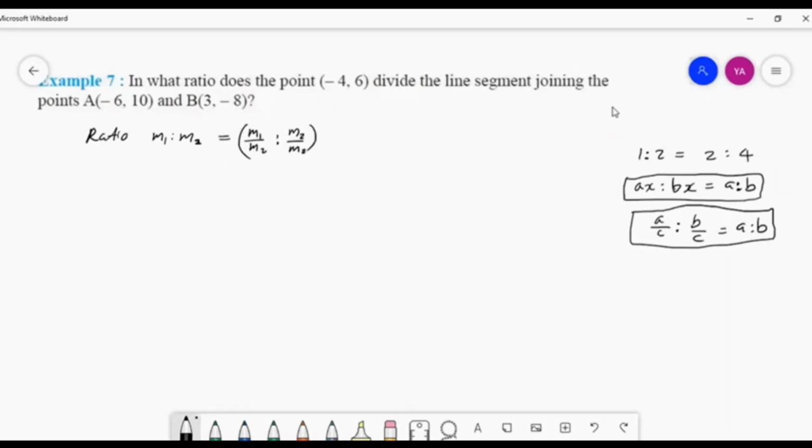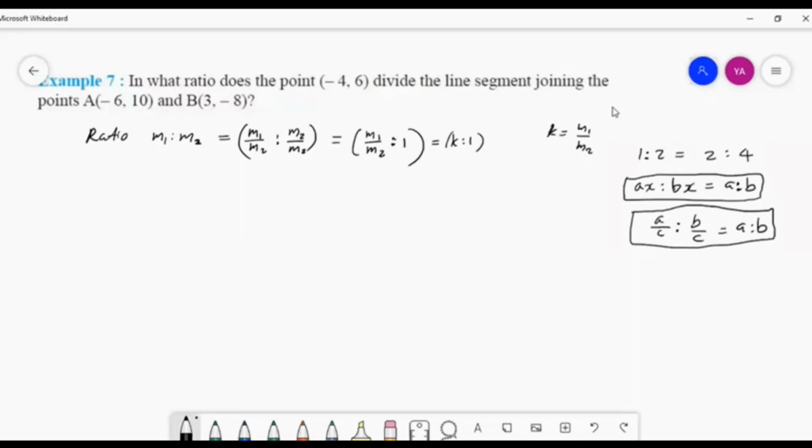So what will we get? The right side will become 1, right? m2 by m2 will become 1. So you can write this as m1 by m2 is to 1. And suppose we choose k equal to m1 by m2. Suppose we choose the value of k as m1 by m2. Then we can reduce this as k is to 1.